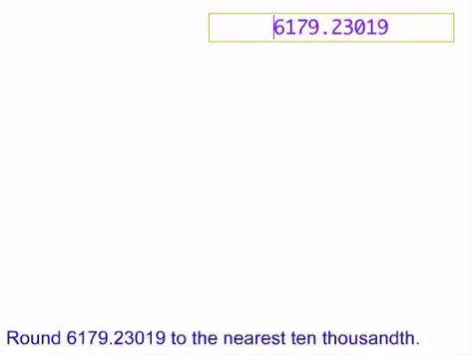Alright, so let's round this number to the nearest 10,000th. So here is the nearest 1000th. 10,000th is right there. So, right here. So the number before it is the 100,000th place, and it tells the 1 to round up to a 2, and everything else after that gets chopped off.